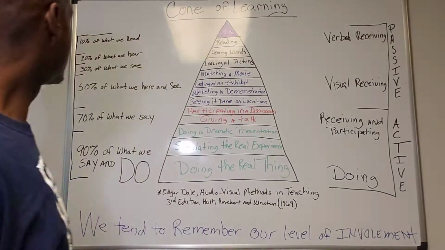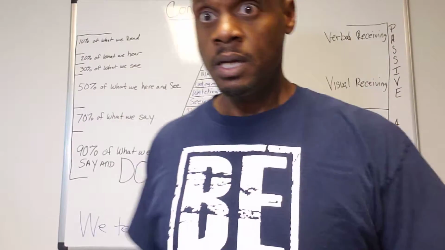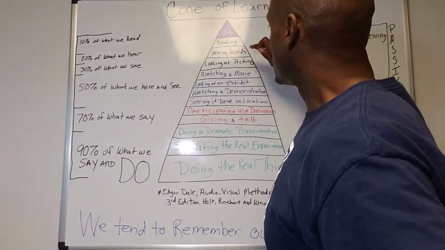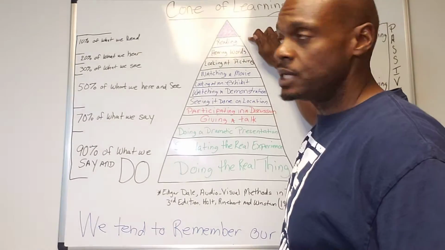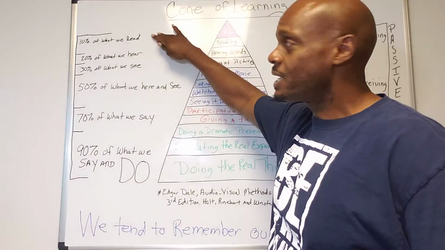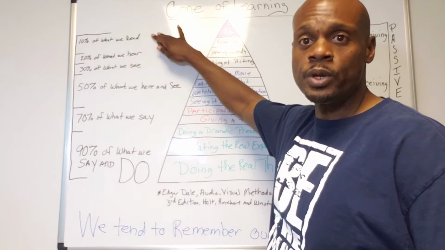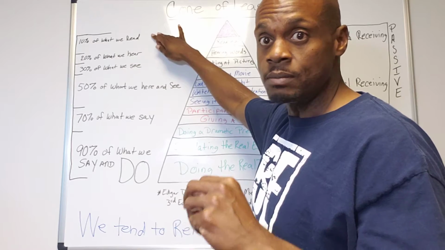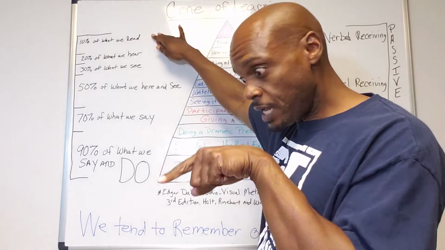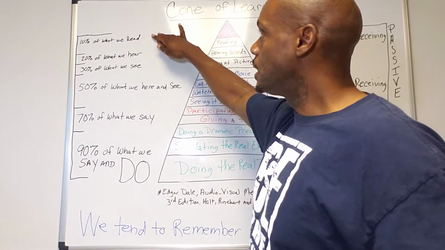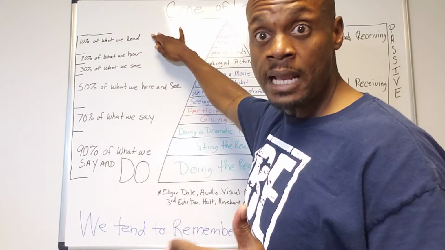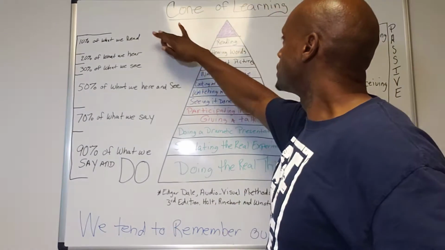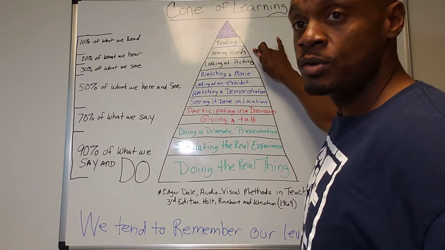When we look at reading, we only retain 10% of what we read. That means you're reading silently. You're not talking, you're just reading silently. We only retain 10%. And we all know what happens when we read silently. And next, hearing words.